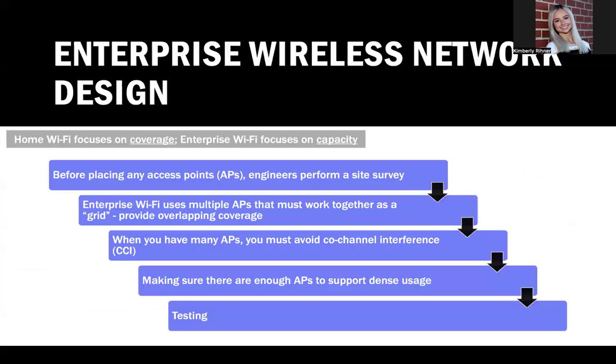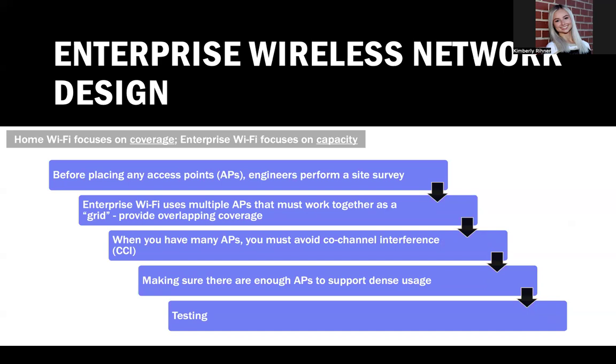In the third lesson, we learned about enterprise wireless network design. So, home Wi-Fi focuses on coverage, while enterprise Wi-Fi focuses on capacity. Coverage is about if we can reach everywhere, and capacity is about if we can support everyone. So the very first thing that engineers do is conduct a site survey. A site survey measures signal strength, interference sources, dead spots, etc.